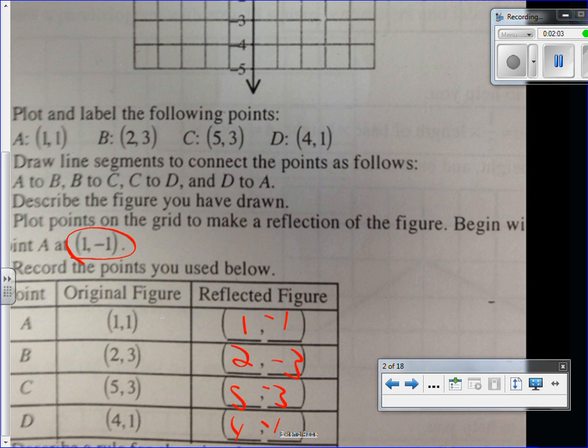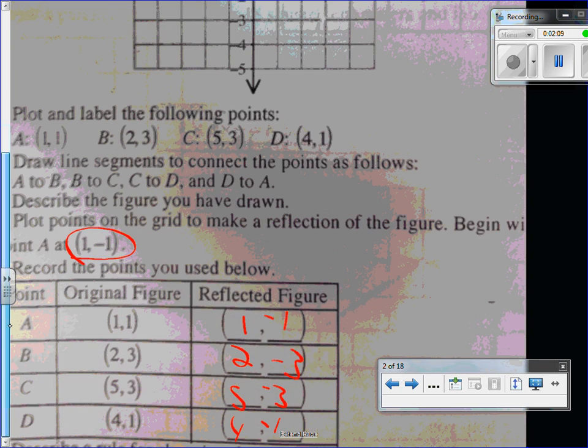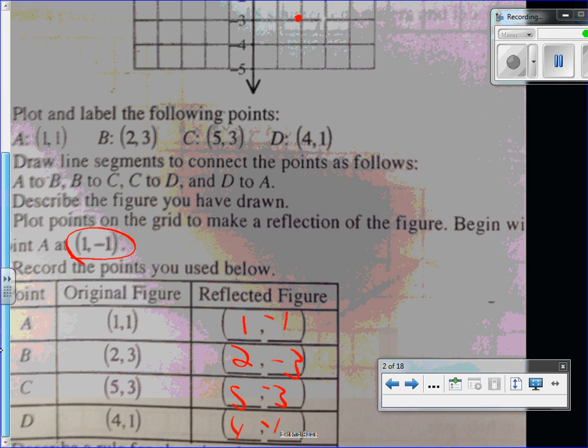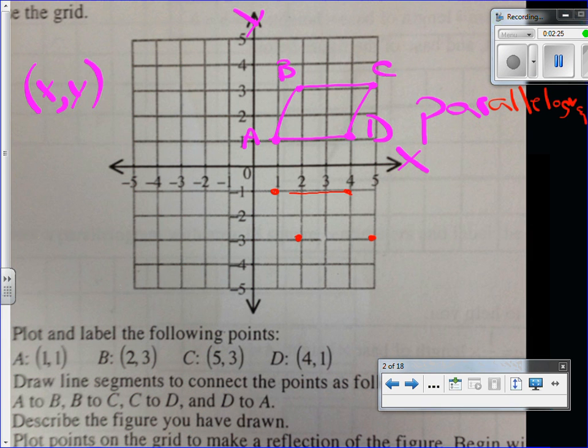We have to plot this then. First one is 1, minus 1. So we're going to go here, 1, minus 1. Next plot, 2, minus 3. We're going to go over 2, down 3. What's my next one, kids? 5, minus 3. Over 5, down 3. And the last one is what? 4, minus 1. There is my reflected figure.